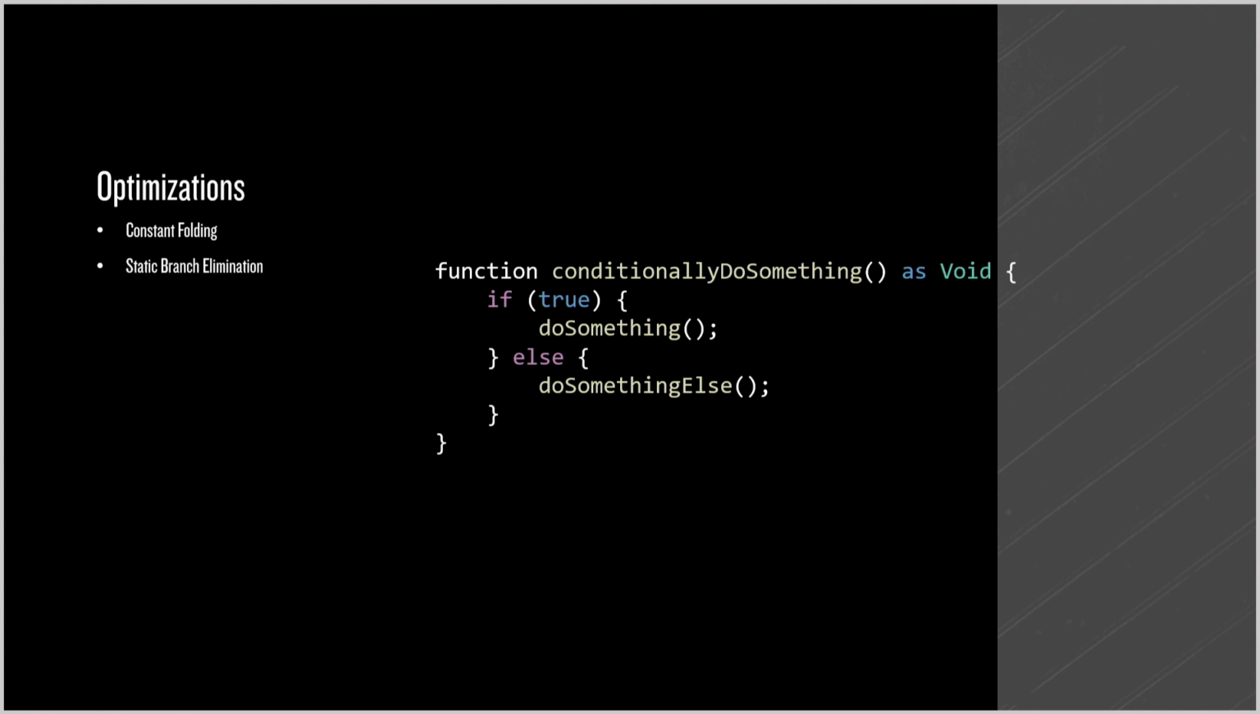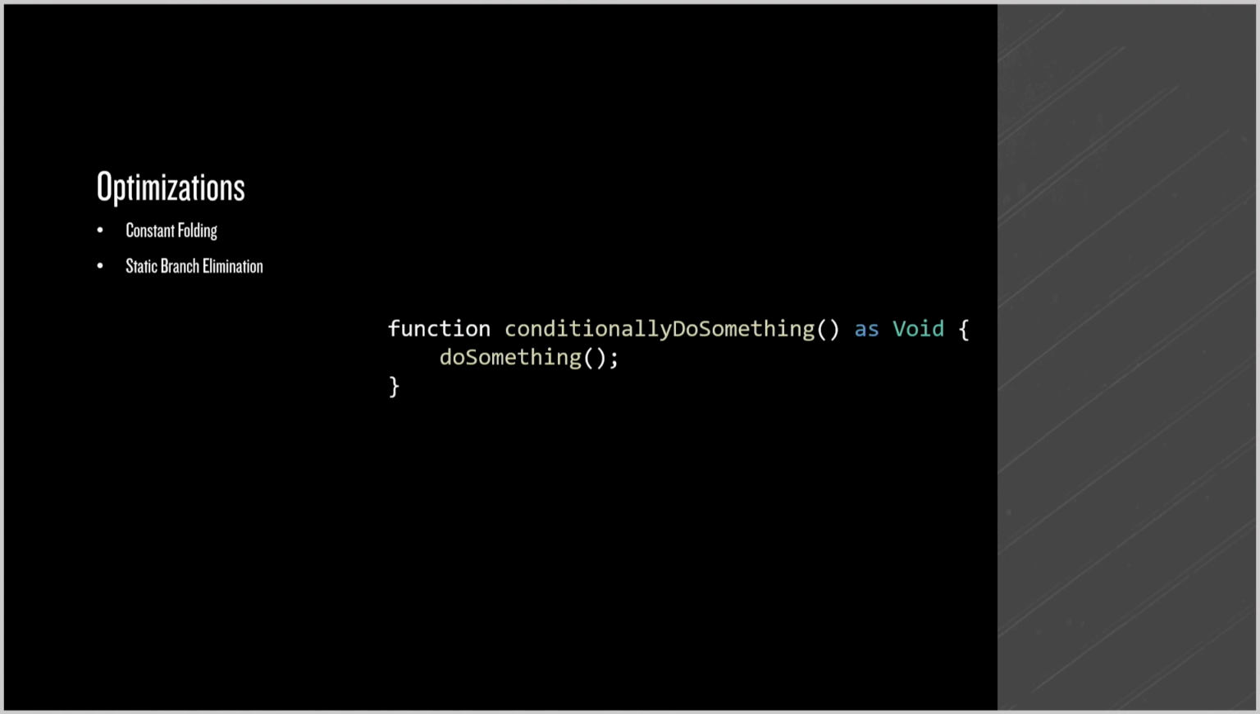Another optimization that has been introduced is static branch elimination, which is the removal of branches when the compiler can determine the branch isn't necessary. Again, take this simple example, where we know that the true case will always be the path taken at runtime. Clearly, the conditional branch is irrelevant and just wasting instructions. The compiler can rewrite this code to just invoke the doSomething function.